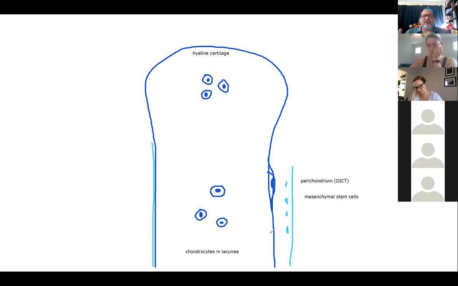But we want to change what's happening here. We want to make bone. So what we need to be able to do is change the environment. We need to change the chemical signals so that we can modify the behavior of what is going on. And what's a great way to bring new chemicals into the area? In fact, what's the biggest difference between cartilage and bone?